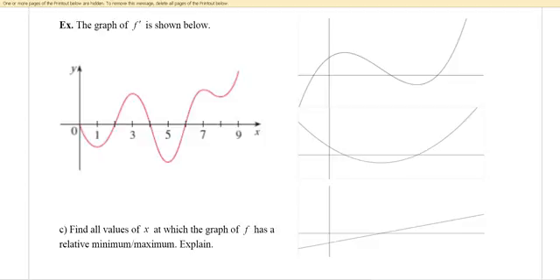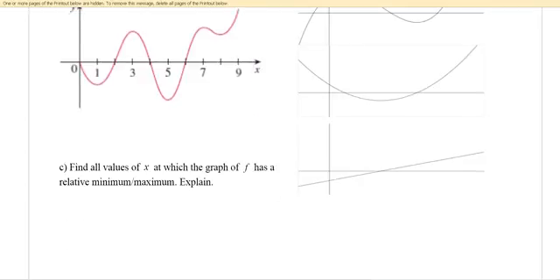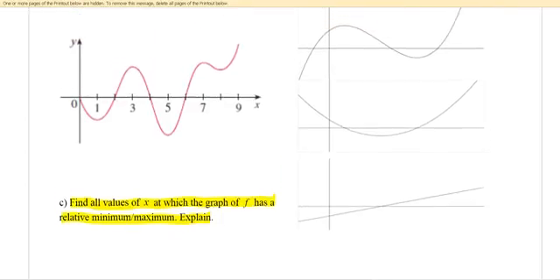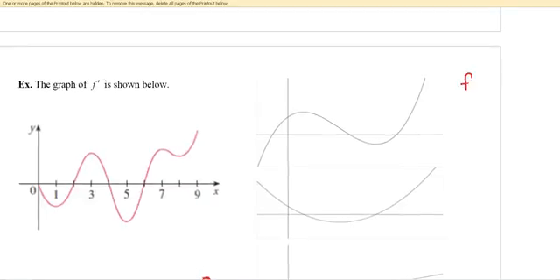Okay, so the question is, find all values of x at which the graph of f has a relative minimum or maximum. Explain. Okay, so let's go look at our original function f. So here is my original function f of x. Notice that I have a max here and I have a min there.